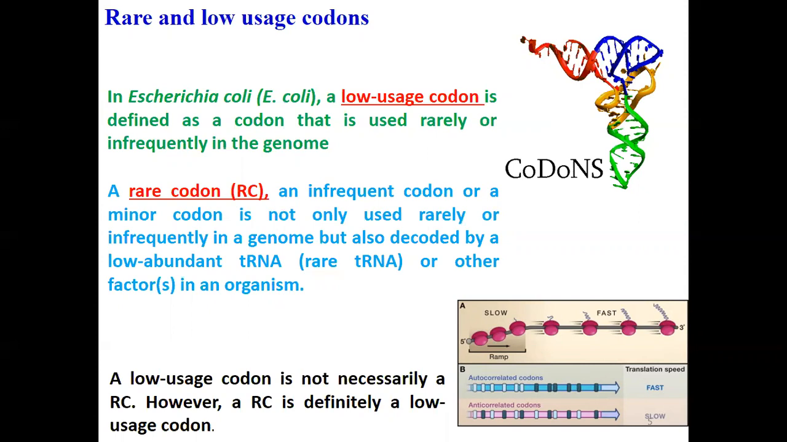On the other hand, a rare codon, an infrequent codon or a minor codon, can equivalently be defined as a synonymous codon or a stop codon that is not only used rarely or infrequently in a genome but also decoded by low abundance transfer RNAs. So the translation rate for a sense rare codon is much lower than that for a common major codon due to transfer RNA availability. This means that if some codon is rare, its cognate or corresponding transfer RNA will also be present in rare amounts. The rarer the codon, the rarer the transfer RNA is.